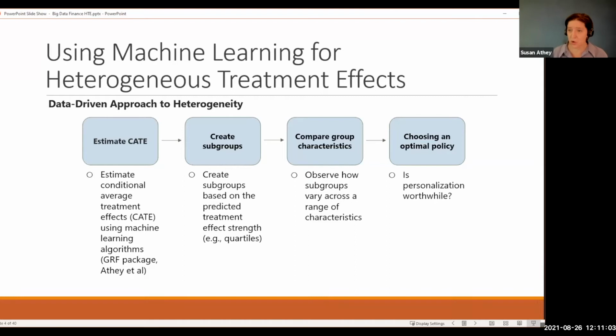So we use things like cross-fitting, and I'll show you that. We can create subgroups, and then we can say, okay, here are the people that our model has identified as having high treatment effects, and these are the people that have low treatment effects, and we can compare them. And that can tell us something about who has high treatment effects. And then finally, we can target treatment assignment policies based on these estimated treatment effects.